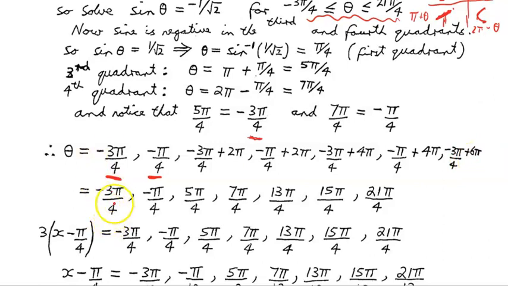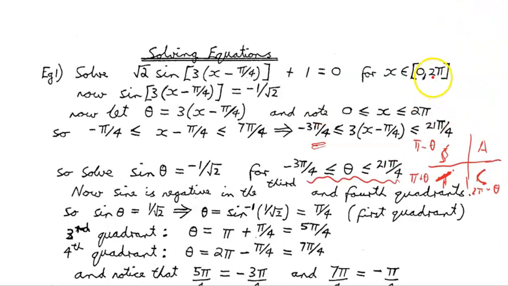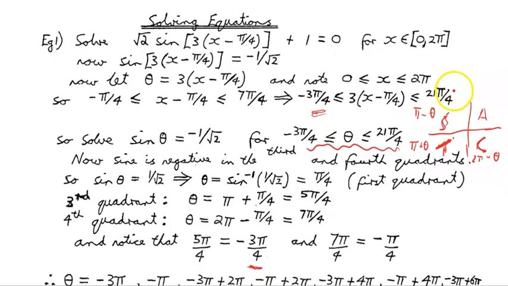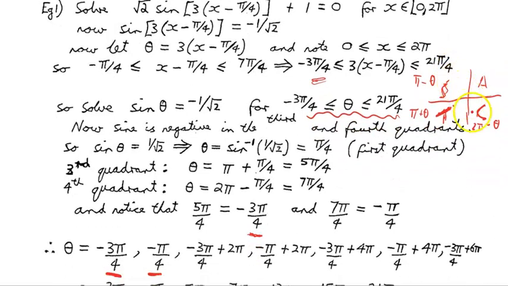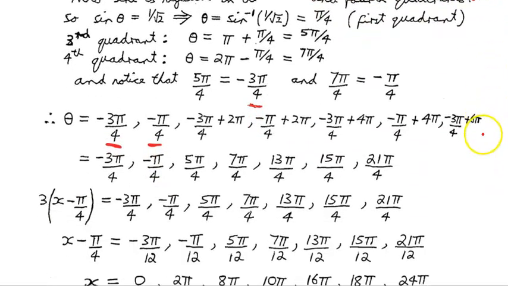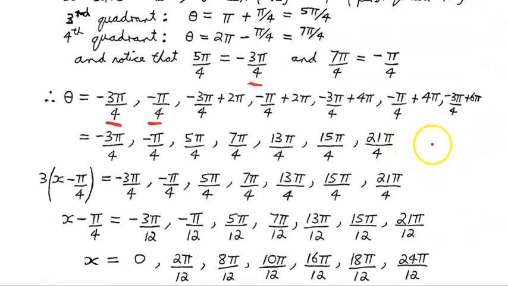Working it out, we've got minus 3 pi on 4, minus pi on 4, 5 pi on 4, 7 pi on 4, 13 pi on 4, 15 pi on 4, 21 pi on 4. Now, 21 pi on 4 was the upper end of our interval, so it was correct to include that. Originally our interval was 0 to 2 pi. Now 0 and 2 pi are actually the same value, so there is one extra solution because you're really just repeating the same interval again.